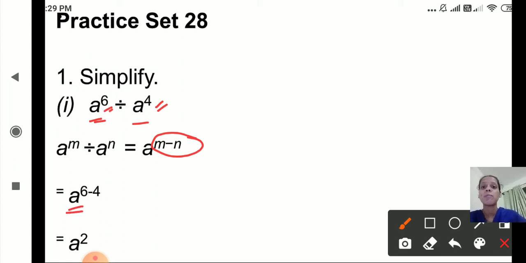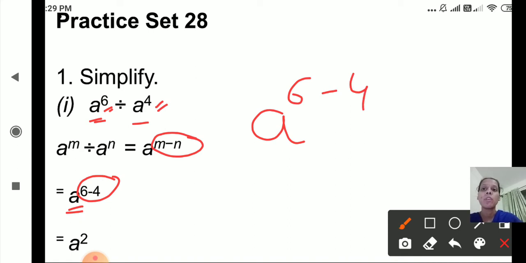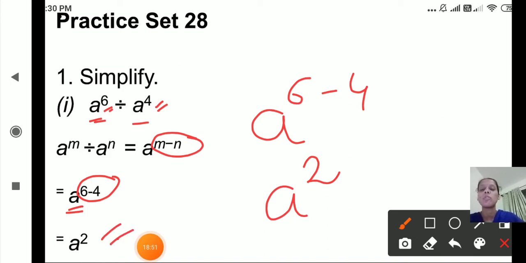6, and here it is 4, so 6 minus 4. First we'll write down the base, that is a. Now the index is 6 and 4, so 6 minus 4. Now 6 minus 4 is 2, so what is the answer? A raised to 2. As you can see here, a raised to 2 is the answer. Okay, so in this way you will solve this type of question.